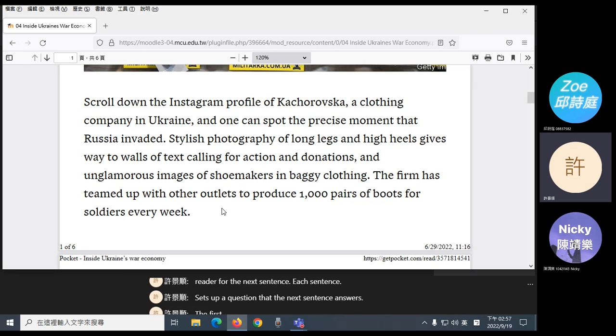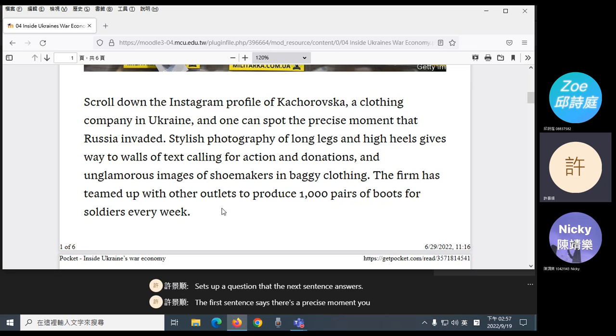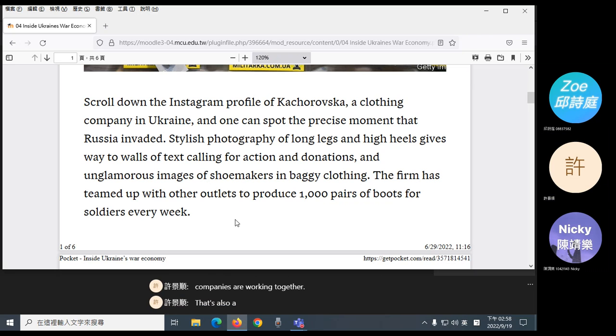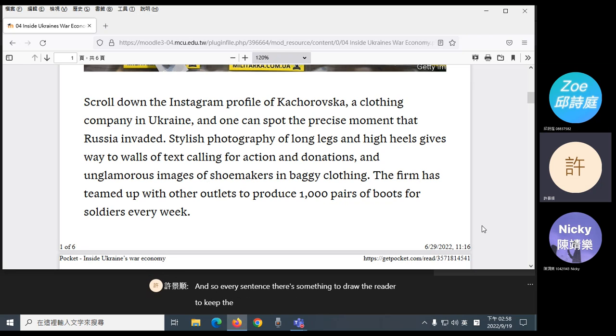The first sentence says there's a precise moment you can tell Russia has started the war, and so we want to know what is that moment. The second sentence mentions that you suddenly see pictures of shoemakers, and so we want to know why shoemakers. And the third sentence explains that, but it then says these companies are working together. That's also a question. How did these competing companies end up working together? And so every sentence, there's something to draw the reader, to keep the reader reading. There are always questions that have not yet been answered.